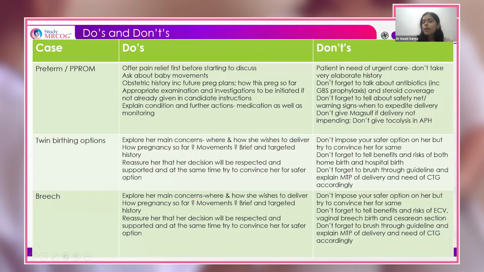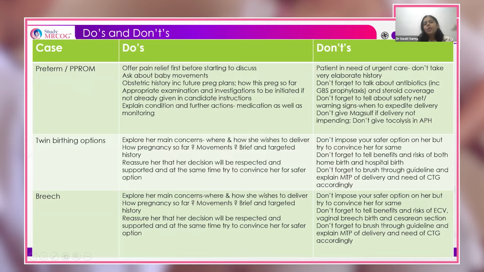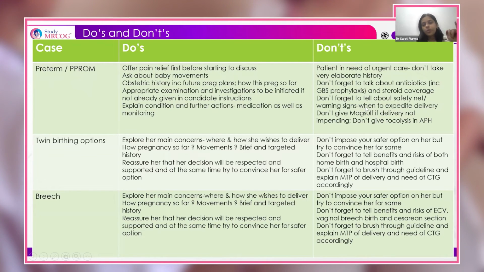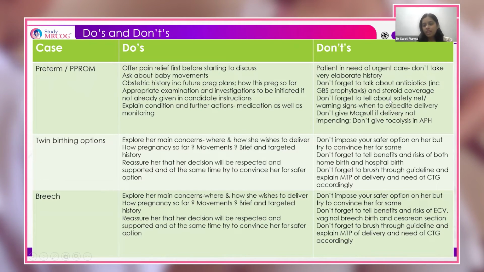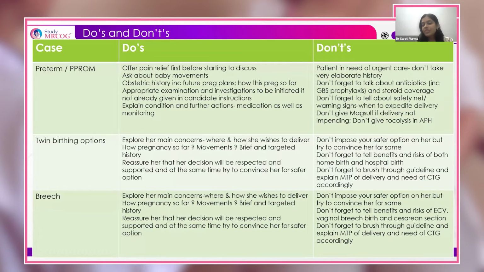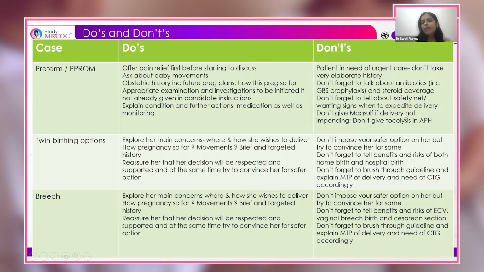Then in don'ts, if the patient is in need of urgent care, like if she's in severe pain, don't start taking an elaborate history. I'm telling you again and again. Don't forget to talk about antibiotics and steroid coverage in a preterm patient. Don't forget chorioamnionitis. Keep chorioamnionitis in your mind, and you have to tell her about warning signs of chorioamnionitis, like if she develops sudden lower abdominal pain, baby is not moving, foul-smelling discharge, fever, then she has to rush immediately to hospital. Or if such things happen and she's already admitted, tell her that then we will have to expedite your delivery.